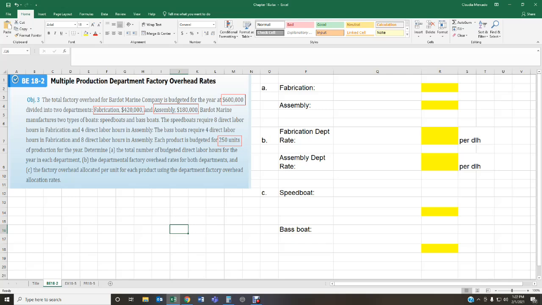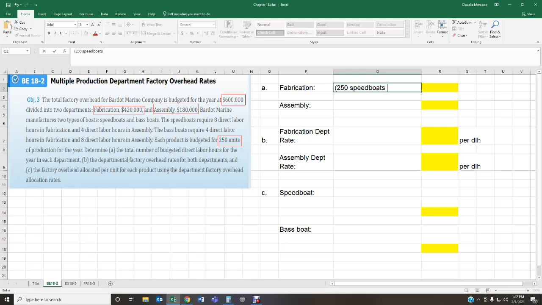So let's attempt our first requirement, which is to determine the total number of budgeted direct labor hours for the year in each department. Let's get started. Remember, we're breaking this down by departments. The first department is the fabrication department. Let's look at the speedboats first. I know I'm going to have to produce 250 speedboats. That was given in the problem. We have 250 units of each. So 250 speedboats.